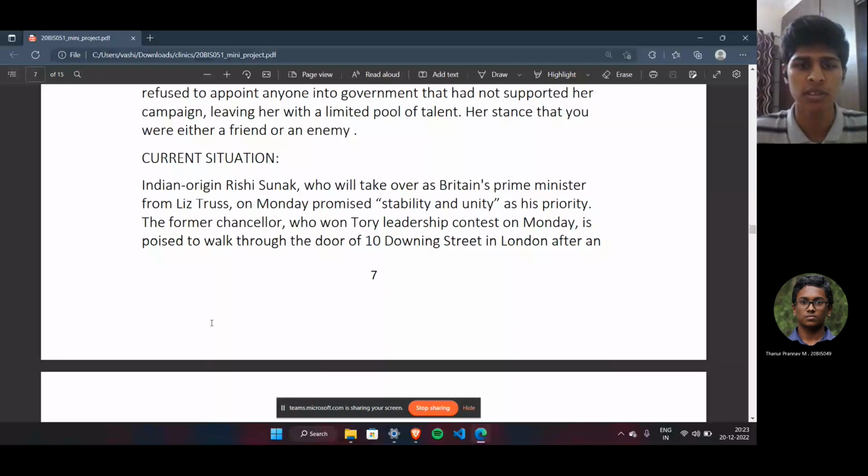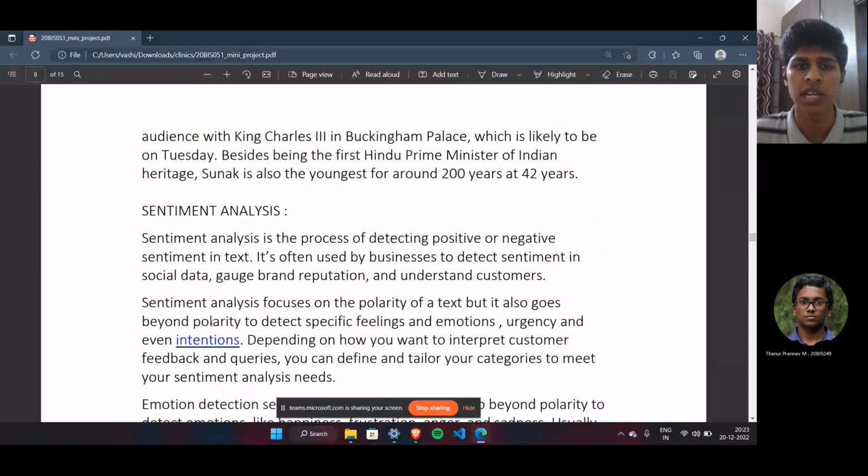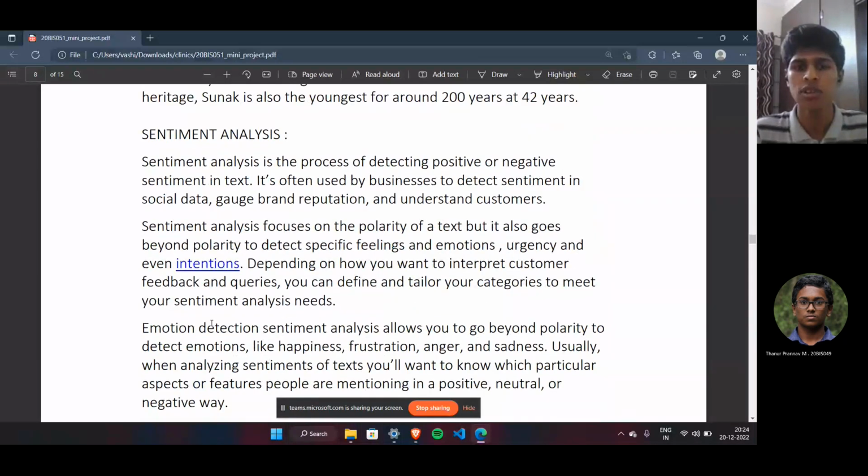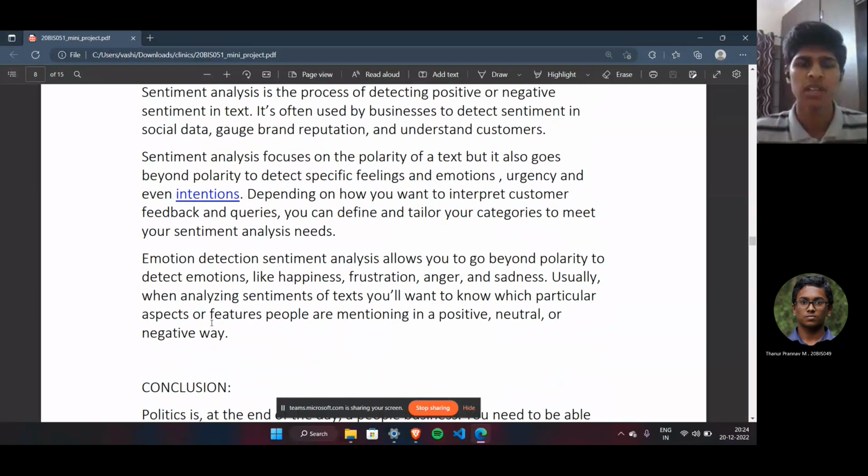So we are going to do sentiment analysis. What is sentiment analysis? It is the process of detecting positive or negative sentiment in text. It's often used by businesses to detect sentiment in social data, gauge brand reputation, and understand customers. Sentiment analysis focuses on the polarity of a text, but it also goes beyond polarity to detect specific feelings and emotions, urgency, and even intentions. Depending on how you want to interpret customer feedback and queries, you can define and tailor your categories to meet your sentiment analysis needs.